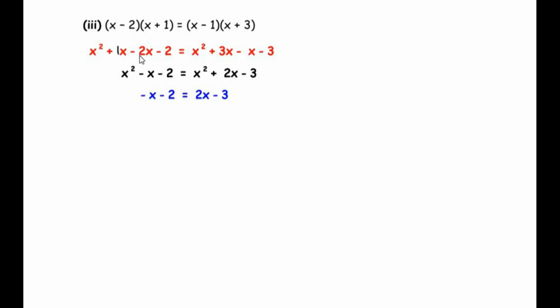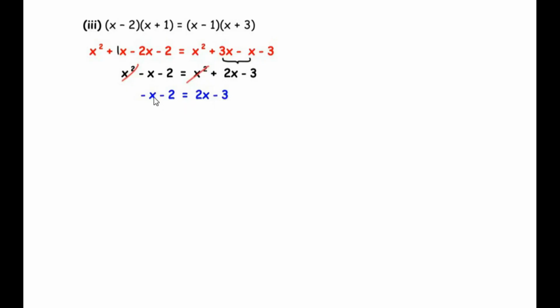So when we add them together we are going to get negative 1x minus 2 is equal to x square. Now plus 3x and minus x are like terms. So when we add them together we are going to get positive 2x minus 3. Now here we can see that x square and x square can be cancelled from both sides of the equal to sign, or they will get subtracted. So the terms which are going to remain here are negative x minus 2 is equal to 2x minus 3.